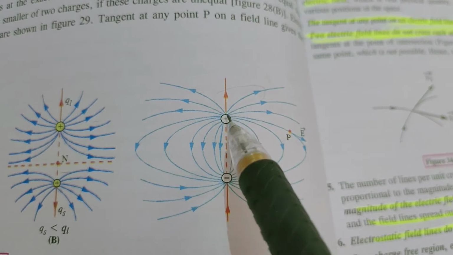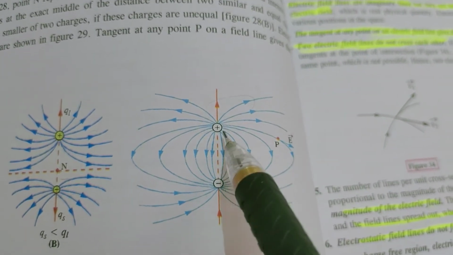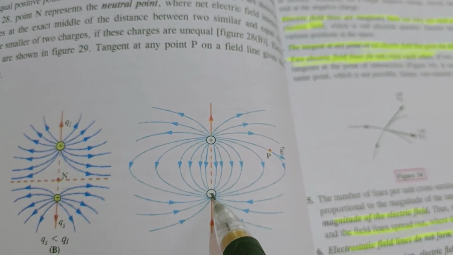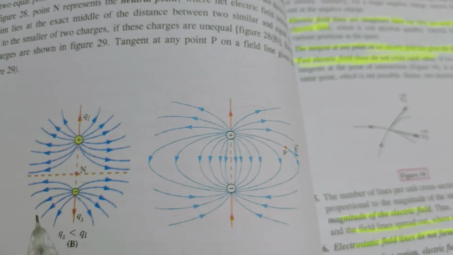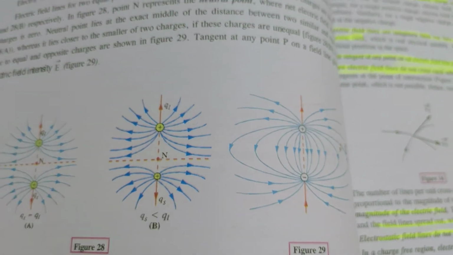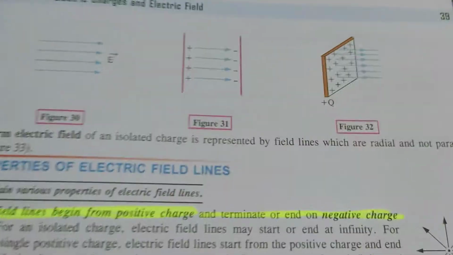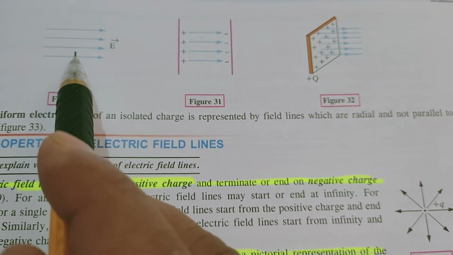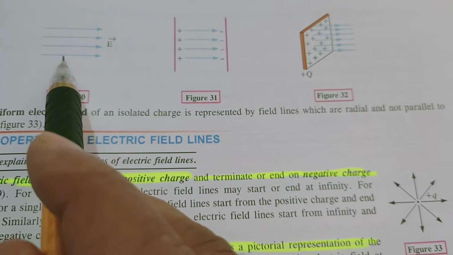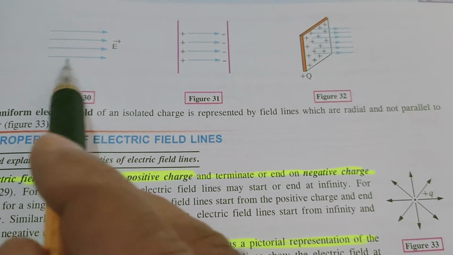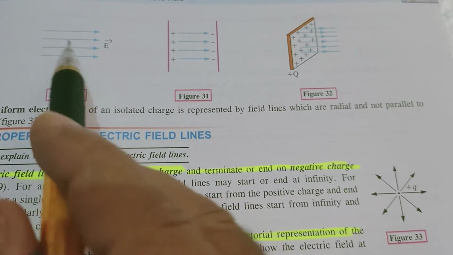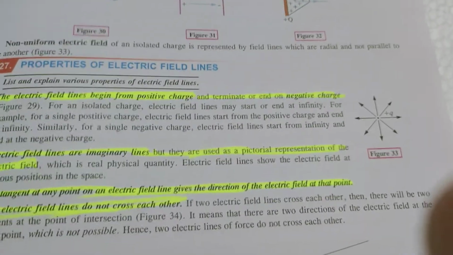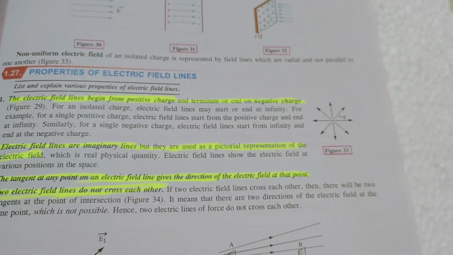Here this is a positive charge, this is a negative charge, and electric lines of force are originating from the positive charge and they end up at the negative charge. So you can construct the electric lines of force in this way. Now one thing that I want to tell you is that this is the representation of a uniform electric field. Uniform electric field is always represented with the help of parallel lines or parallel arrows.